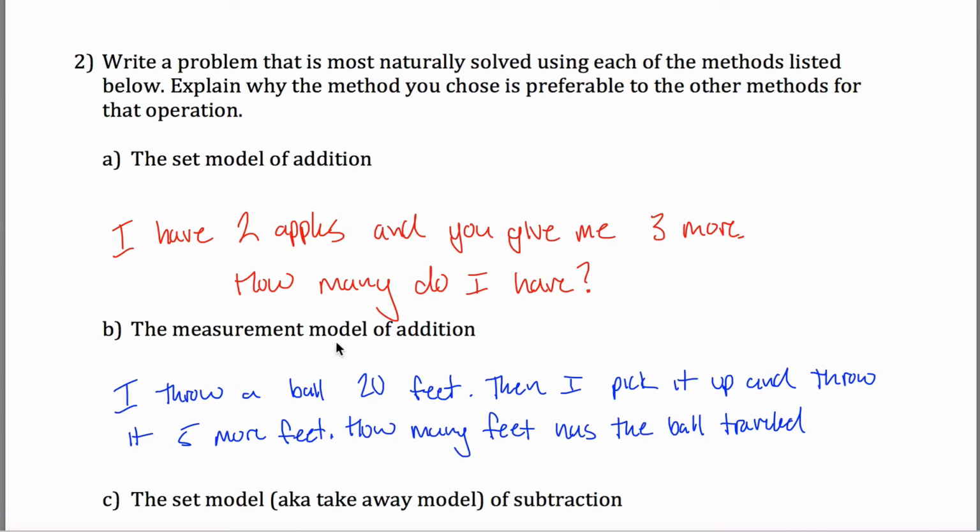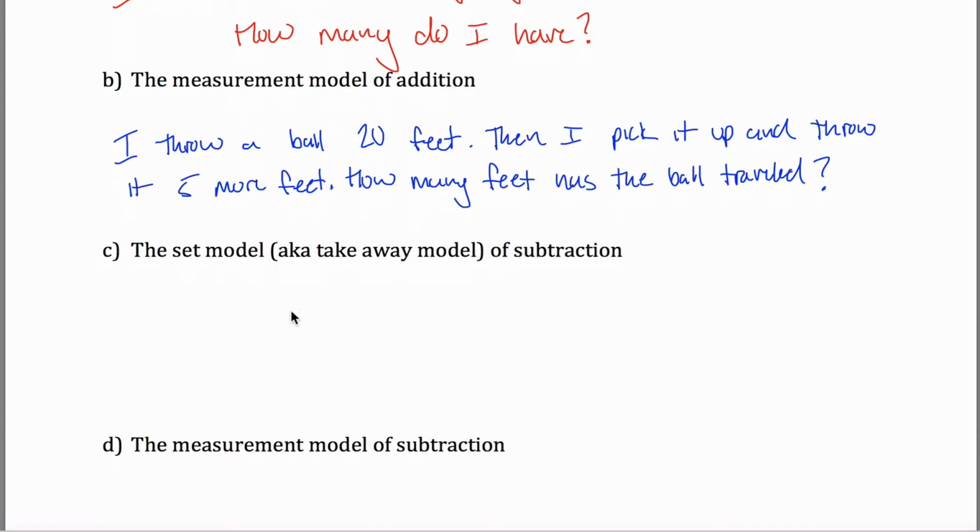And again, the measurement model where you start out with the number line and you kind of jump over to 20 because you threw the ball 20 feet. Then you pick it up from that 20 and throw it 5 more feet. So you can kind of think about starting at 20 and taking 5 steps to the right. Would be an easy way to model this problem. Distance, as I said, works well for the measurement model. What about the set model of subtraction?